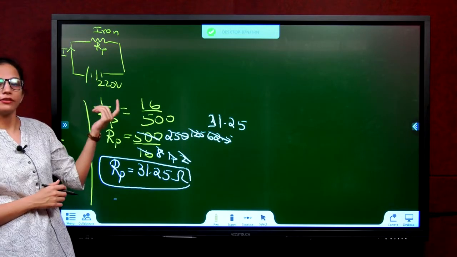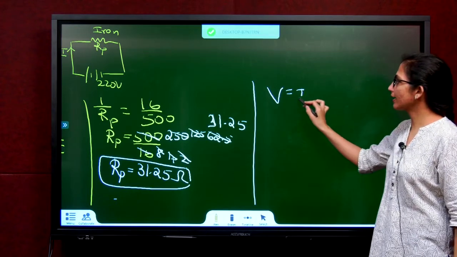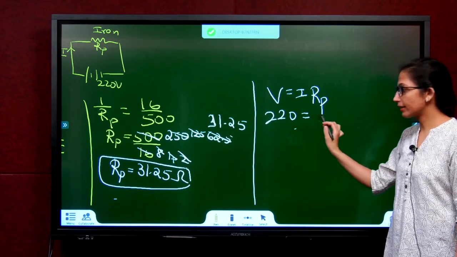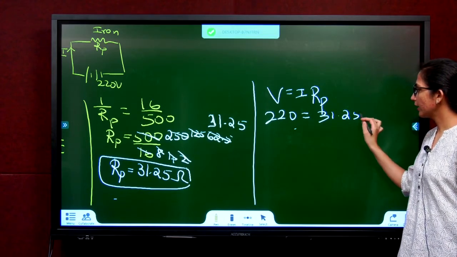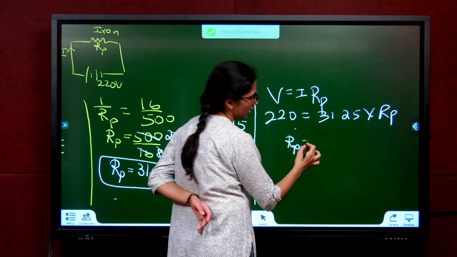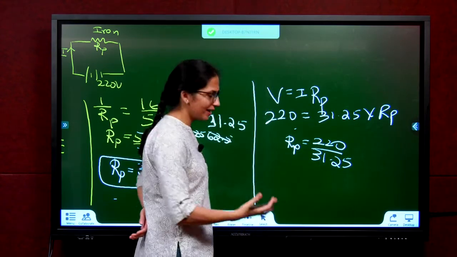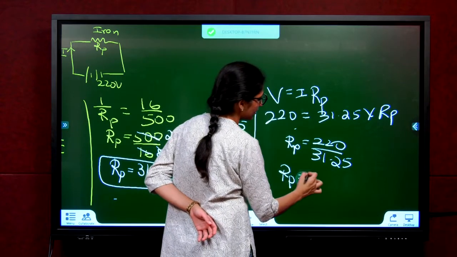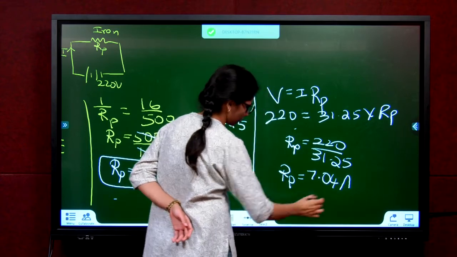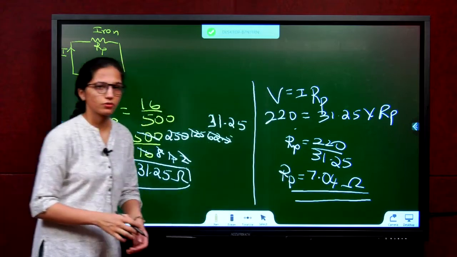Can I now find the current through the iron? Yes. Applying Ohm's law, V is equal to I into Rp. V is 220, I is 31.25 into Rp. So I becomes 220 by 31.25. You all know how to divide. Please divide and verify if your answer is 7.04. What's the unit of current? Amperes. So the unit here will be amperes.